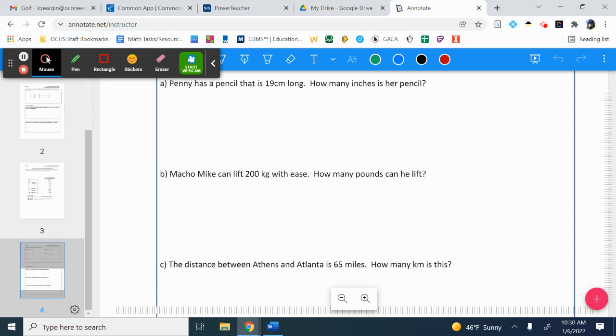So now you have time to try these 3 examples on your own. Parts A, B, and C, for example 6, I want you to try. Hit pause on the video, try them on your paper, and then when you're ready, hit play to check your answers.